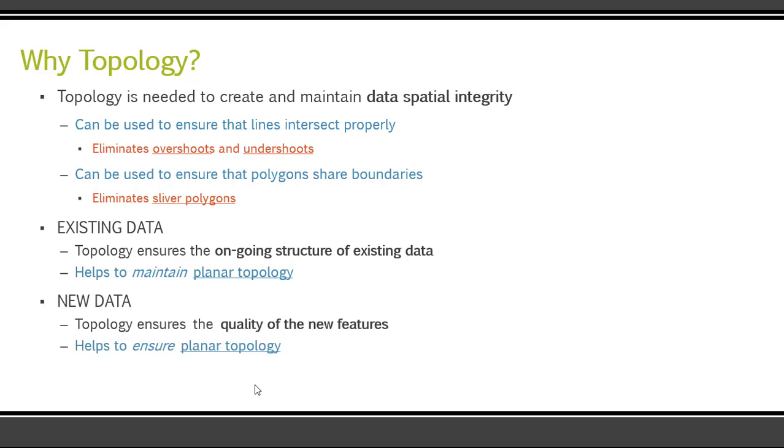For new data, it's going to ensure the quality of our new features. It's going to ensure that when we build new data, it's going to adhere to those rules. And if our rules are the planar topology rules of no overlaps, no gaps, etc., then it's going to ensure that. It's going to ensure that our topology rules are adhered to as we move forward and create new data. All right, so this is what's necessary for modeling our real-world interactions. So let's talk about the general procedure for doing this.